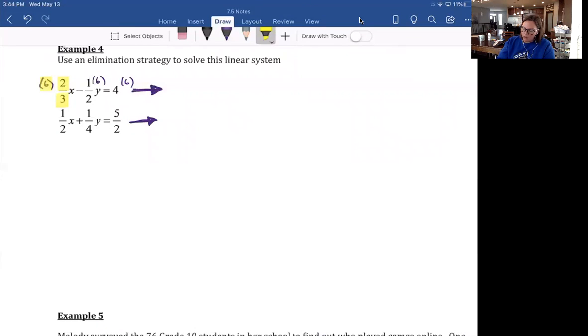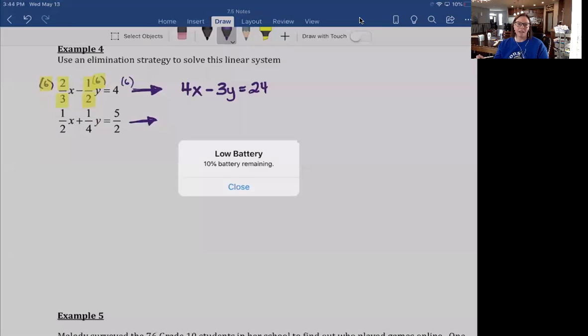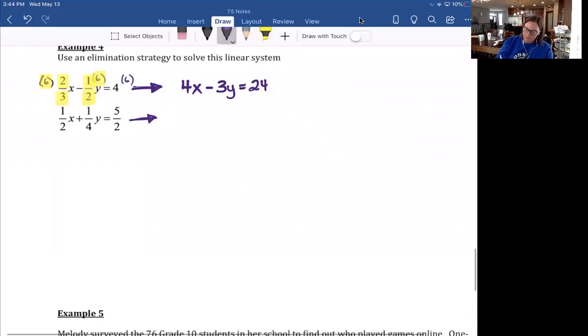So instead of 2/3 x, that becomes 4x. 1 times 6 divided by 2. 1 times 6 is 6 divided by 2 is 3. So that becomes a 3y. And 4 times 6 is 24. I'm multiplying all the terms to keep that equation equivalent. Okay? Here I'm going to multiply by 4.